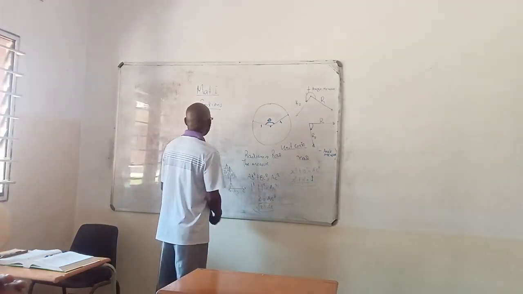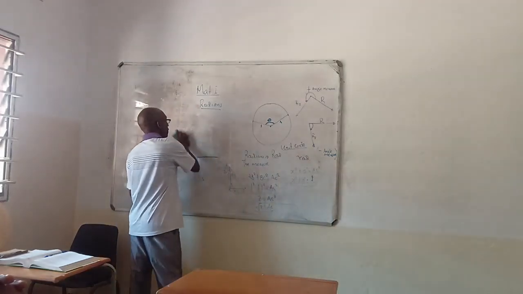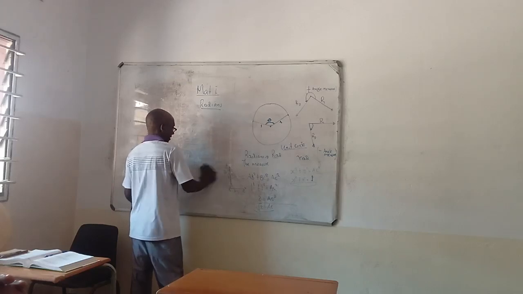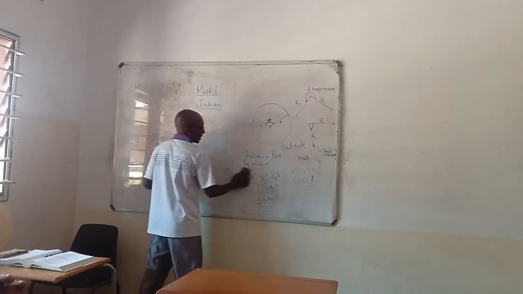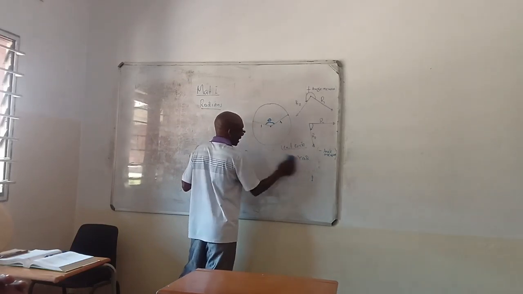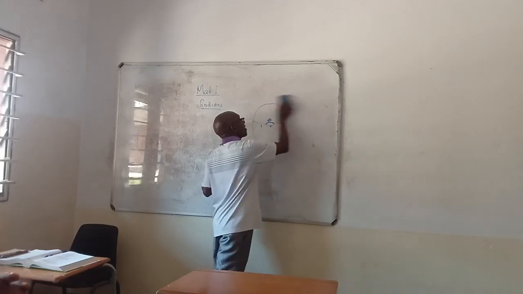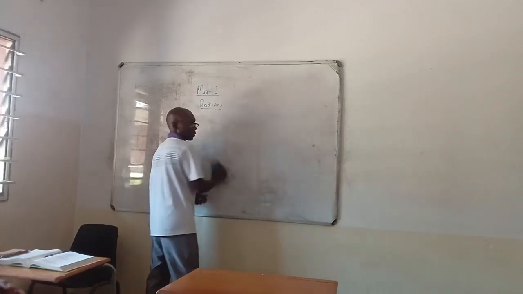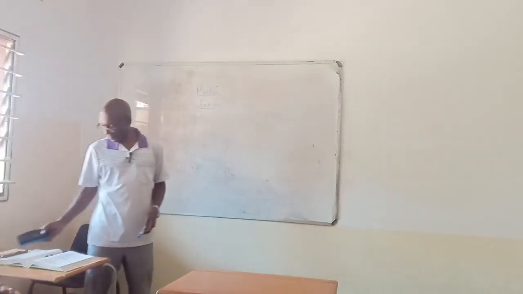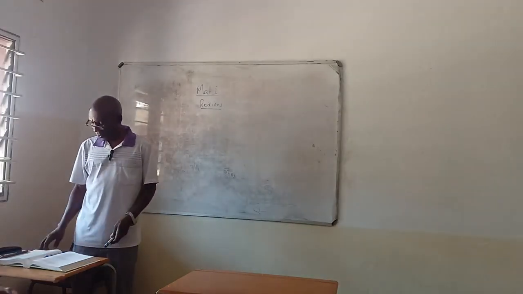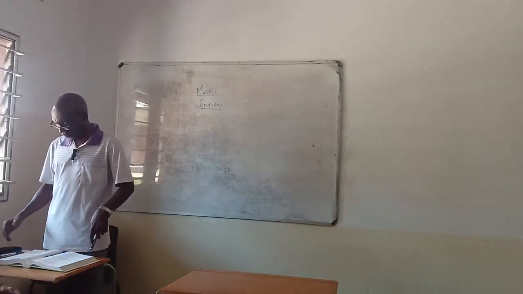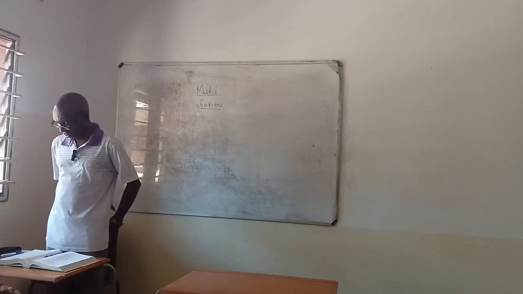Now, how do we convert degrees to radians? Degrees and radians are different. Let's look at the difference between a degree and a radian. How do you convert degrees to radians, and how do we convert radians to degrees? Now, let's start. Let's look at how we convert degrees to radians.